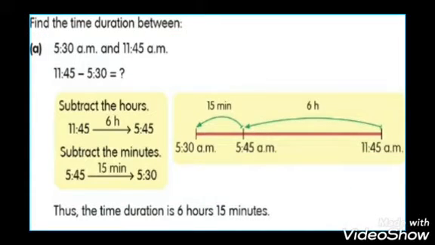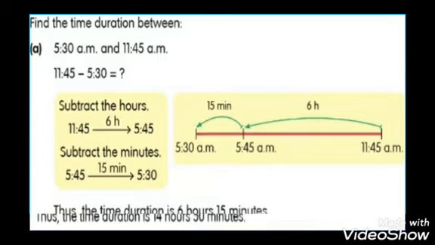So this is our another strategy. 5:30 a.m. to 11:45 a.m. So what we do is we subtract the hours. Just on the number line we are going from the right to left, and then find the difference. So 11:45 to 5:45 it is 6 hours, and 5:45 to 5:30 is 15 minutes.